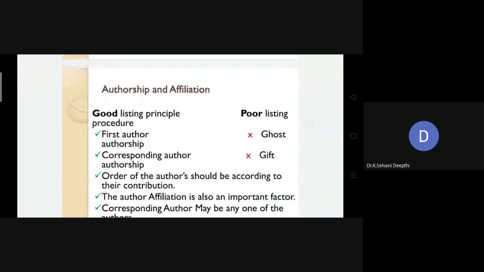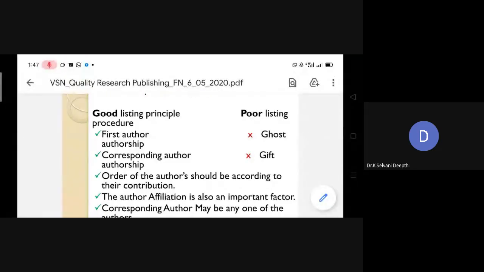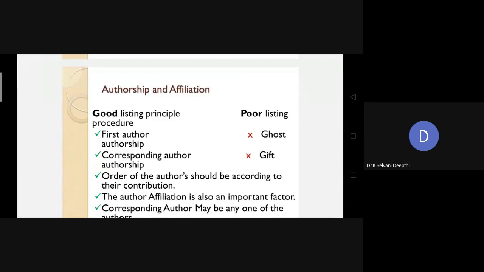Next, after giving the title, we have to give the other details, the authors. You may have one or two or three or more than that. Don't give more than four authors. That is not correct, I think. And also the authorship order, first name, second name, third name, should be given according to the contribution.